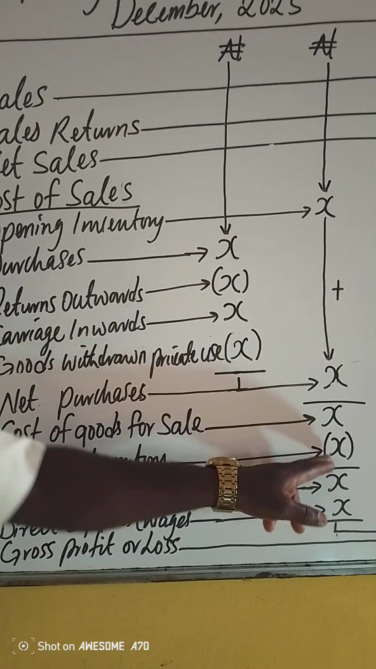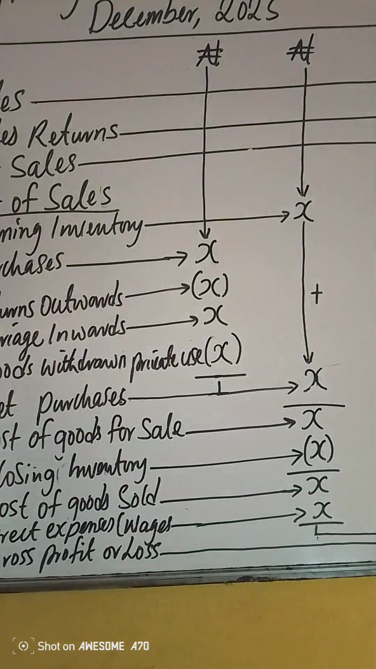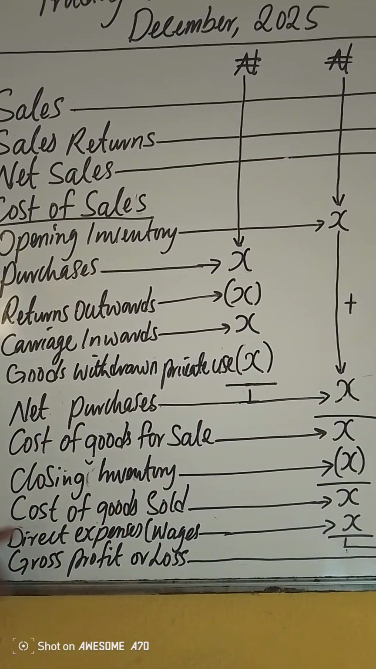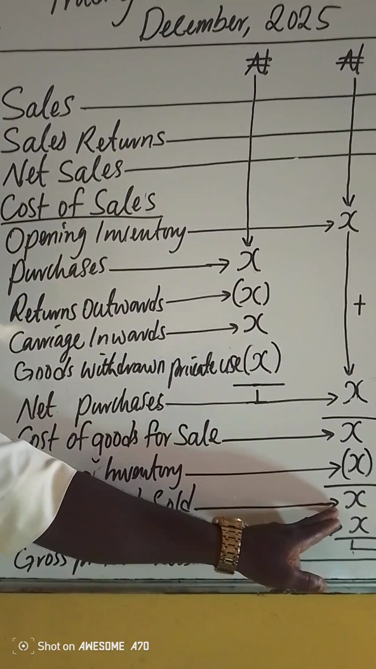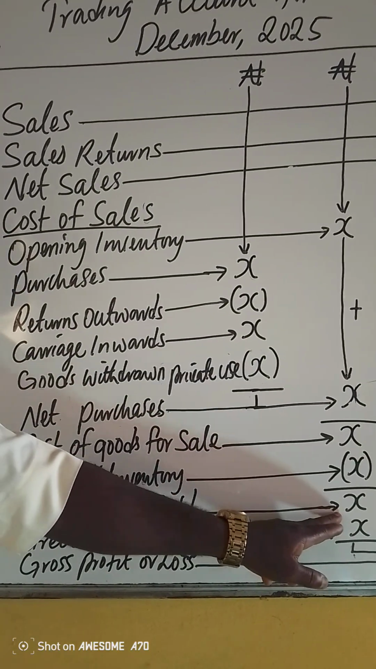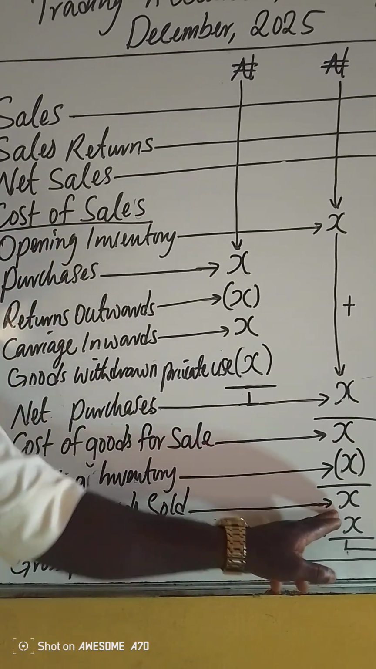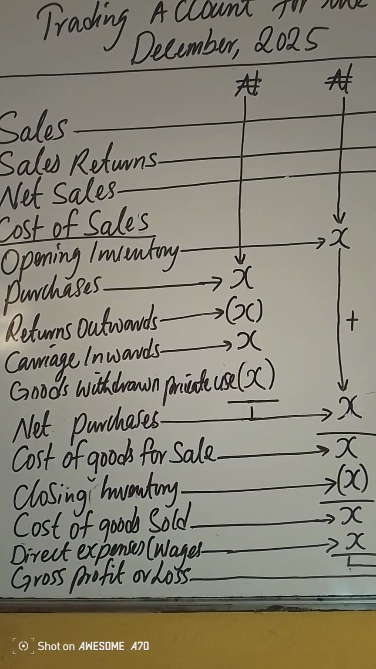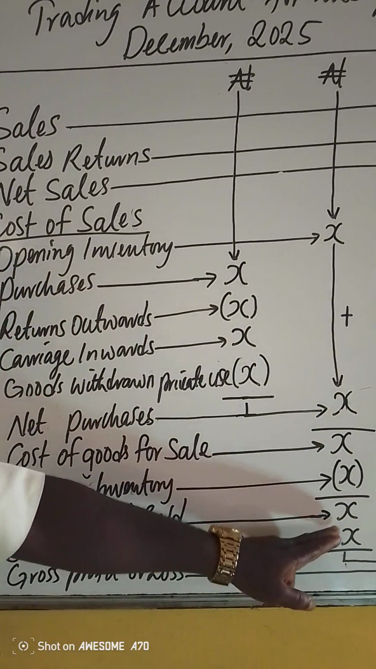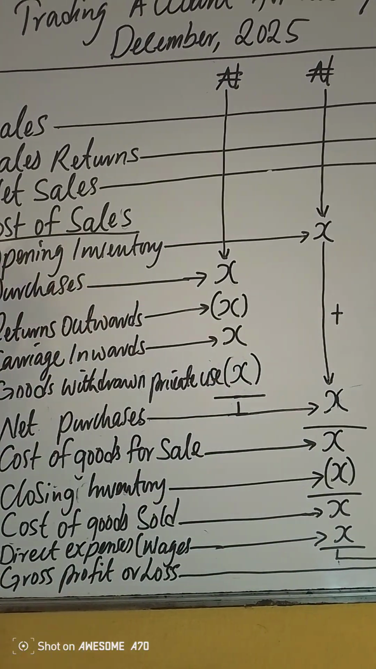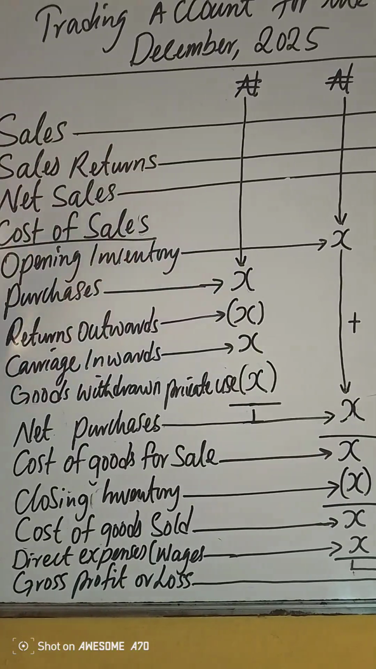So if you deduct closing inventory from goods that were available for sale, then it means you have the cost of goods sold. That is, if you remove the ones that were not sold, then you have the ones that were sold. I know the cost of goods sold is this. Then as I was trying to explain, if there were no direct expenses, this figure is called cost of goods sold. The heading will be cost of goods sold.